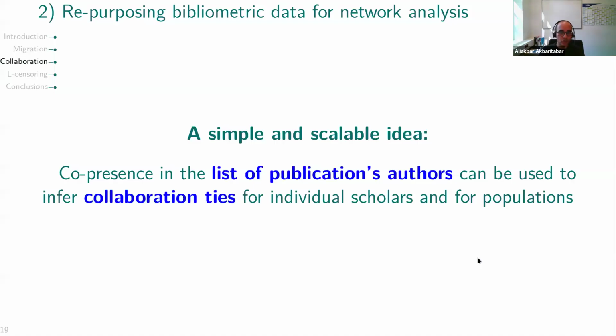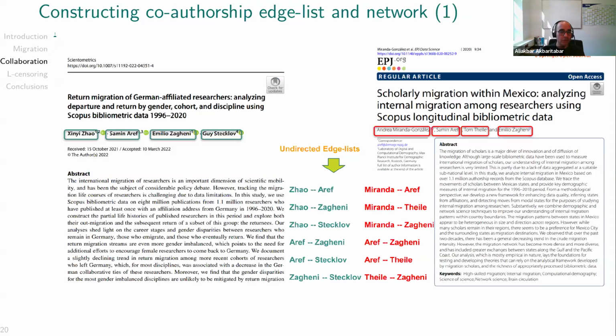And now I want to switch gears and go towards collaboration networks. Here the question is, who collaborates with whom? We can take the same approach and look at the affiliation addresses of scholars, but this time we construct collaboration ties between them and see who collaborates with whom. This is another scalable idea, a simple but scalable one. And here I'm showing you one example of how it looks.